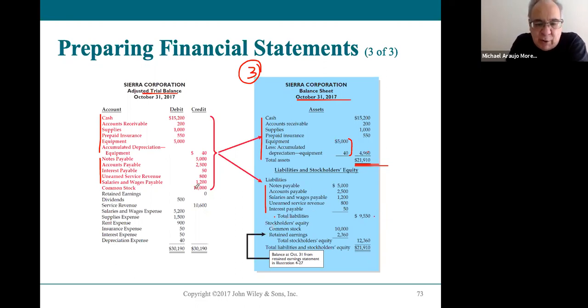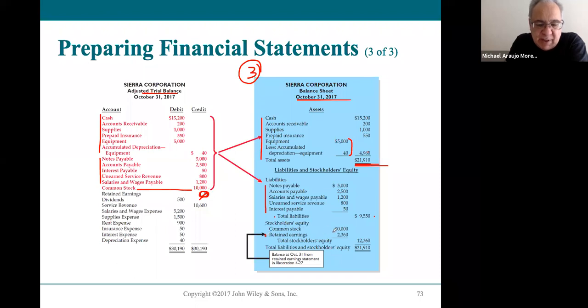For stockholders' equity, the common stock is given to you. But the retained earnings, this is only the beginning, right? You're not going to use this for your balance sheet. You're going to use the retained earnings statement to update the retained earnings account. This is simply the beginning balance. The ending balance was on your retained earnings statement.